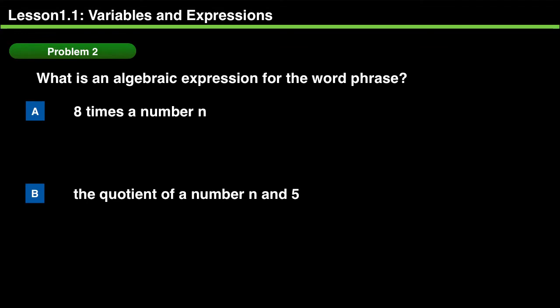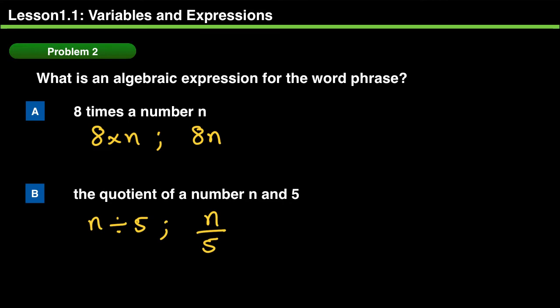Let us try this. What is an algebraic expression for the word phrase 8 times a number n? What is the mathematical operation symbol for times? It's multiplication. Good. So, 8 times a number n is 8 times n. It can also be written as 8n. Let's look at B. The quotient of a number n and 5. What is the operation symbol for quotient? It is division. So, the quotient of a number n and 5 is n divided by 5 or n over 5.